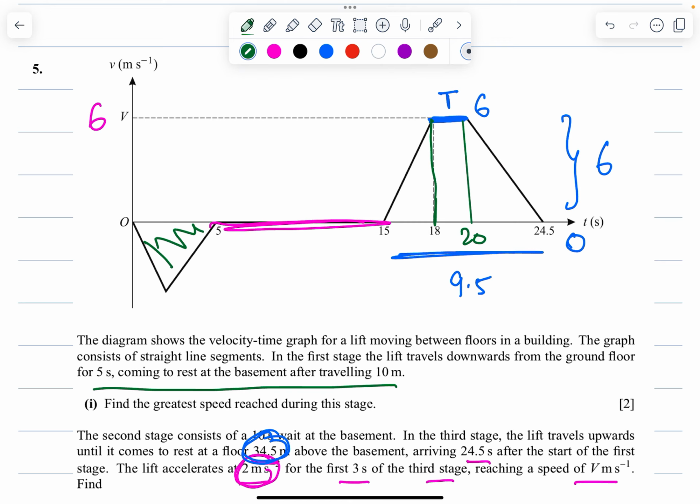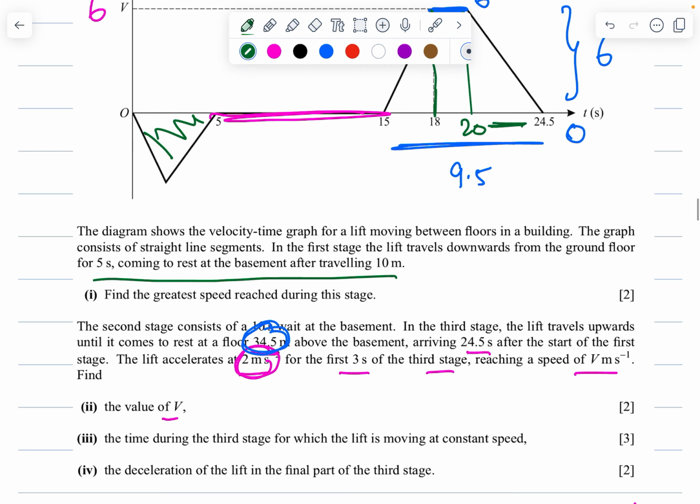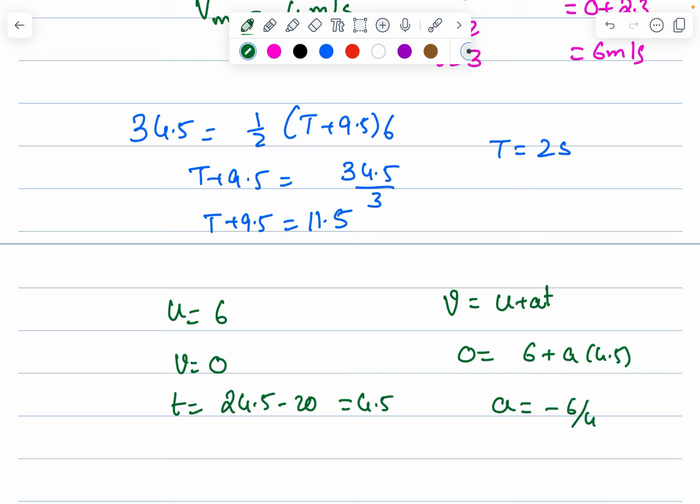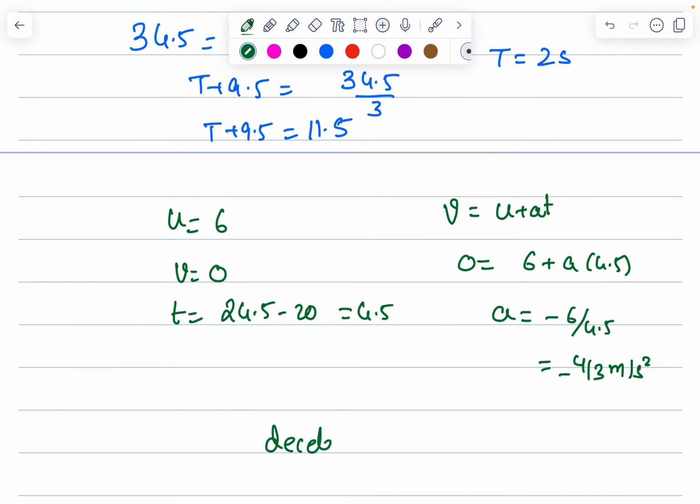So this one will be 20. The remaining time is going to be 24.5 minus 20, which is 4.5 seconds. We know that v equals u plus at. 0 equals 6 plus a times 4.5. So a equals negative 6 divided by 4.5, which is negative 4 upon 3 meters per second squared. But he is asking for deceleration, so deceleration is going to be 4 upon 3 meters per second squared. That's going to be the answer.